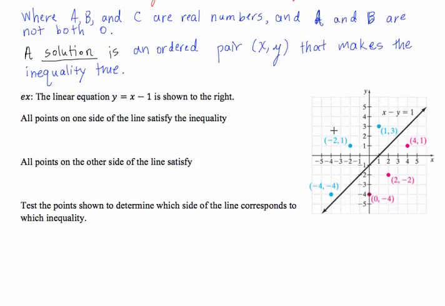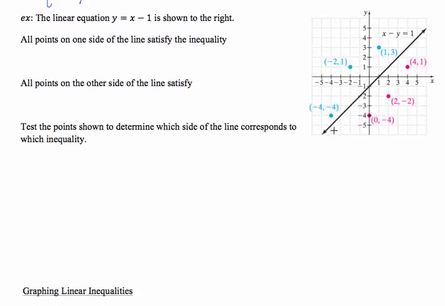So let's look at an example. The linear equation y equals x minus 1 is shown to the right. A linear inequality is really any linear equation that has an inequality sign instead of an equal sign. All the points on one side of this line y equals x minus 1 will satisfy y is greater than x minus 1. I'm changing the equal sign to a greater than sign, and all the points on the other side of the line will satisfy the inequality y is less than x minus 1.